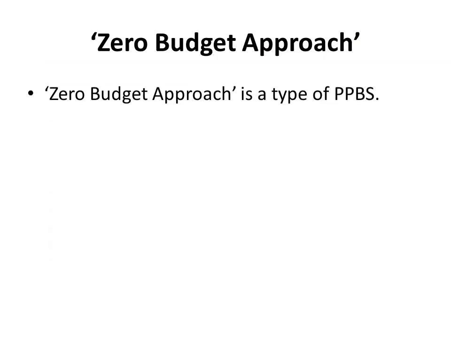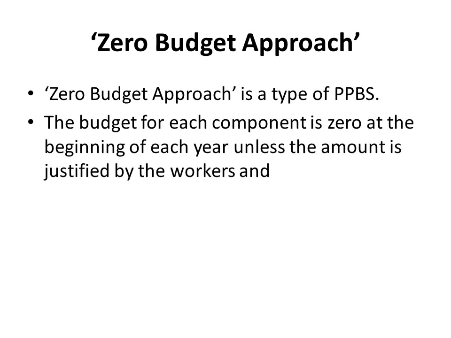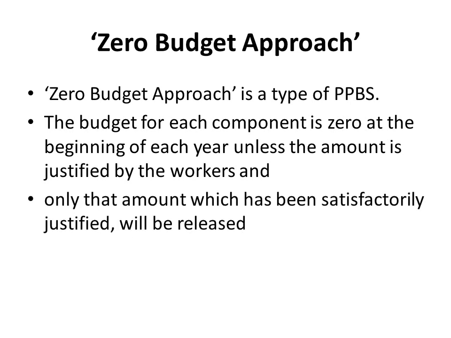Zero budget approach is a form of PPBS. The budget for each component automatically reduces to zero at the beginning of each financial year, unless the amount for that component is justified by the workers, and only that amount which has been justified satisfactorily will be released for that year.